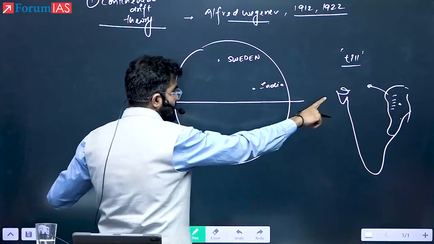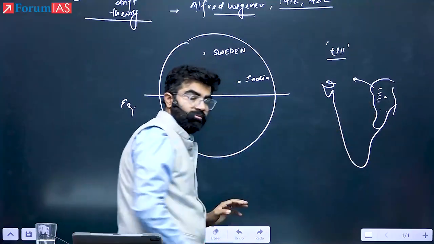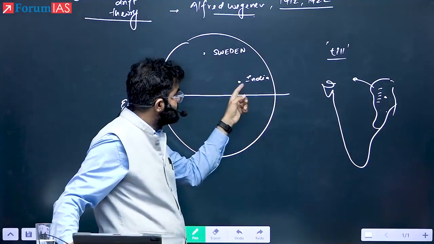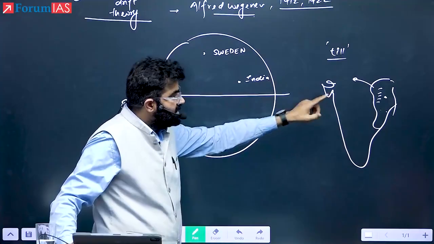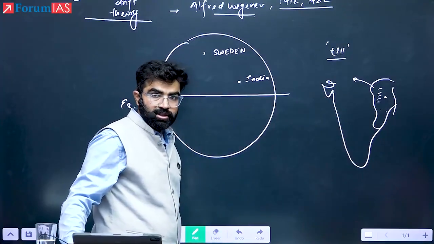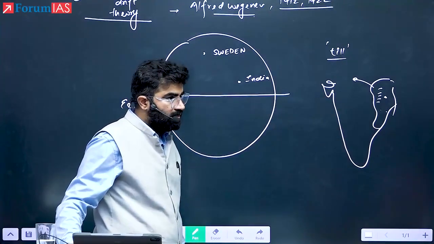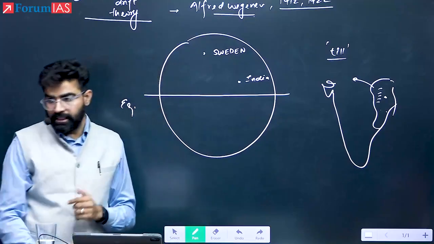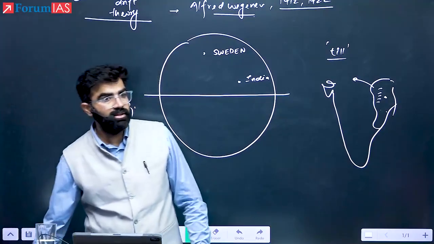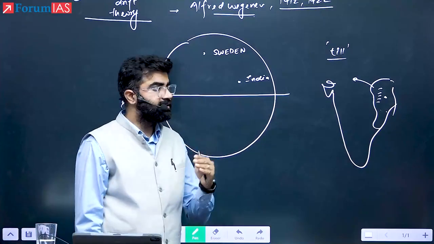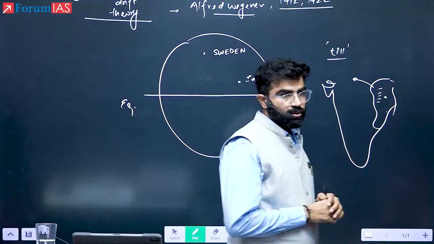Now, this was something intriguing for Wegener: how could past glacial activity be possible just near the equator? This was also an intriguing question for him. Yes. When he started giving his explanation for these climatic anomalies, he considered two possibilities. What are the two possibilities?